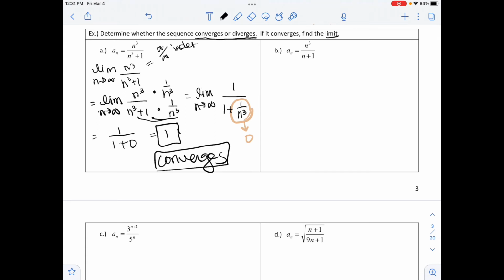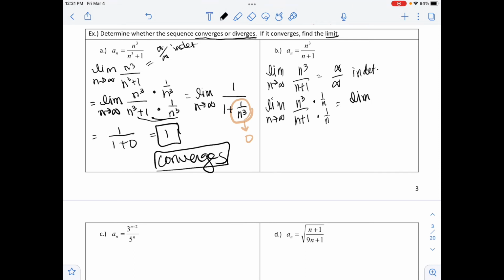Looking at part B, it says a sub n equals n to the third over n plus 1. Again, evaluating this as the limit as n approaches infinity of n to the third over n plus 1, we would get infinity over infinity, which is also indeterminate. So exactly the same idea: the limit as n approaches infinity of n to the third over n plus 1, multiply both the top and the bottom by 1 over n.